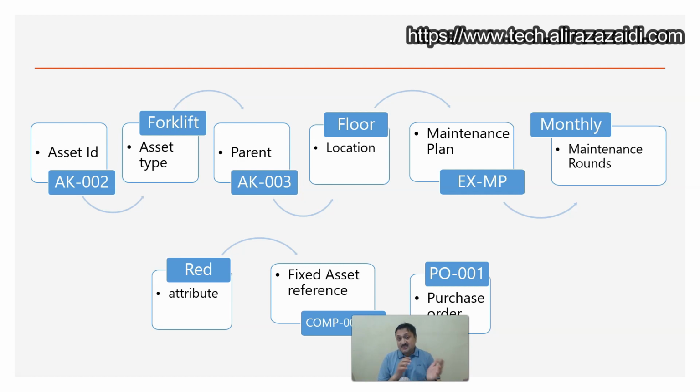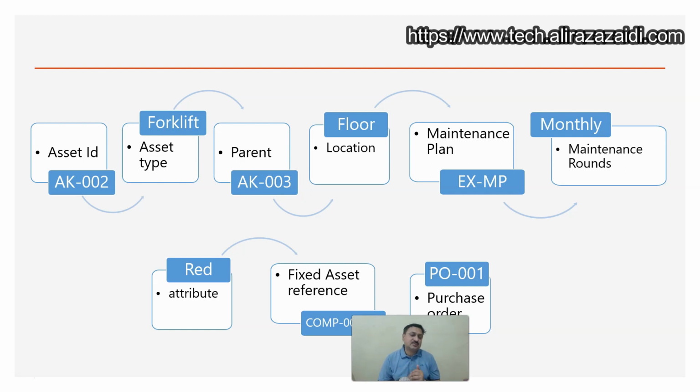So the location is where the asset can be installed, and then on the asset we can define the maintenance plans and maintenance rounds. In future videos I will explain maintenance plans and maintenance rounds, and these sections will be shared in more detail. Then there are some optional things, like attributes, for example color, config, size, weight, gross weight. All these things can be defined as an attribute and attached to an asset, anything that is required.